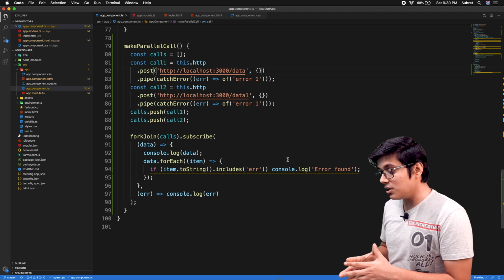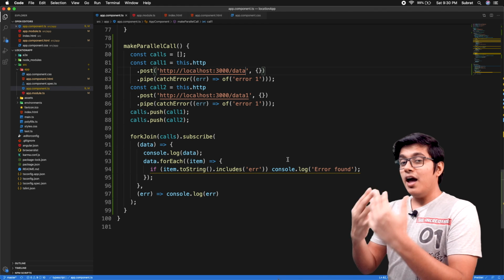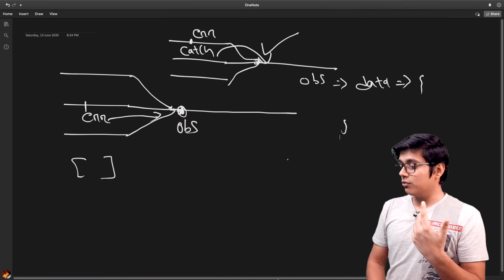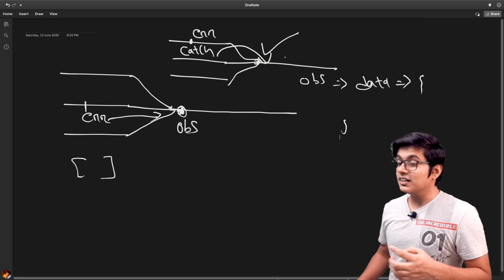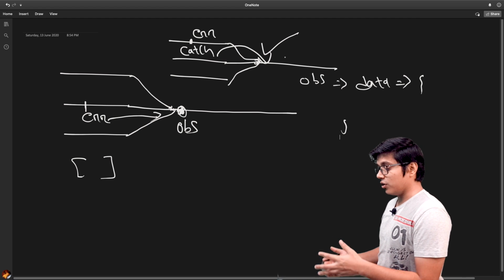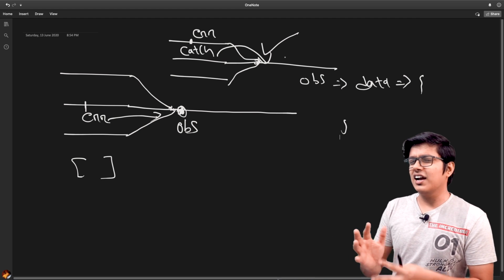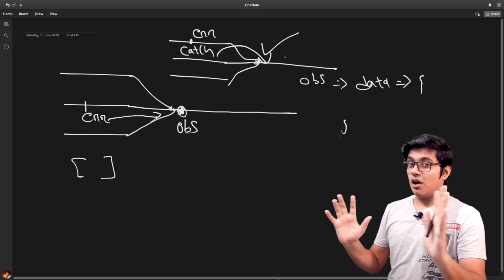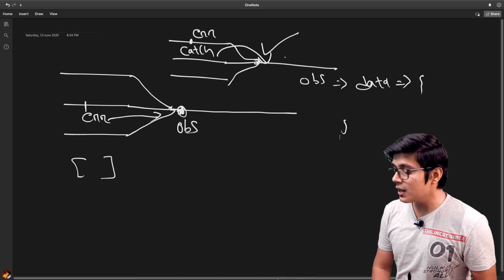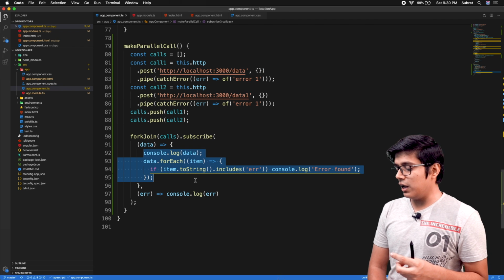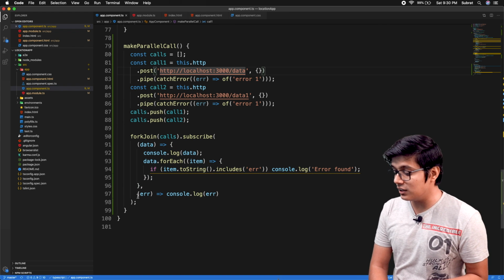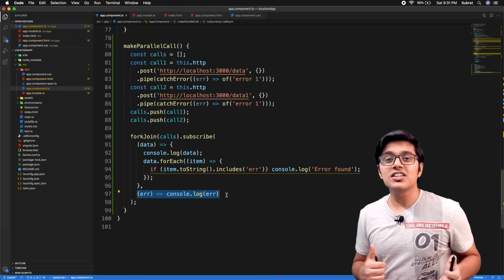The main concept is don't give an error response to your forkJoin observable. That's what we just saw here. Give a success response to the forkJoin observable, so that it's kind of faking the forkJoin observable that every call will pass every time, so that it will always stay here. If you are doing it like this, actually you don't need this error block also.